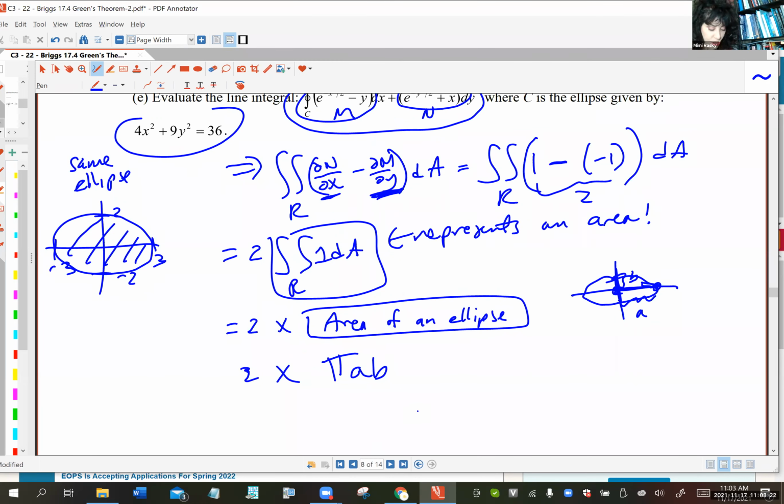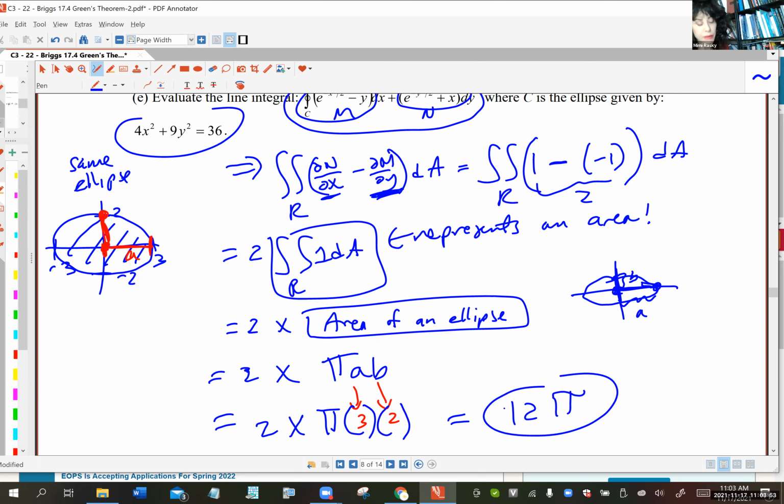Okay, so what about the ellipse that we're doing business with? Well, that's what we're going to figure out. So this distance from here to here is A, and that for us is 3. And from the center to the boundary vertically, that is a 2. Okay, so our final answer is going to be 2 times pi times 3 times 2. And that ends up being 12 pi. And we're done with that example.